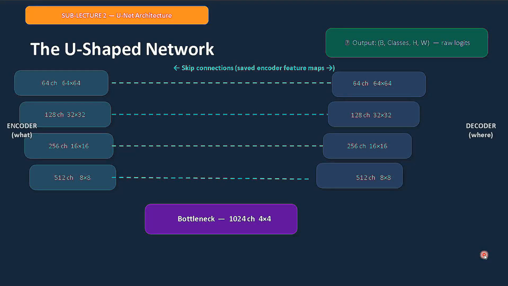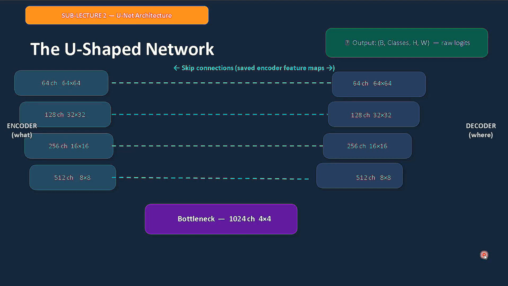Alright, let us build the U-Net. This architecture was published in 2015, originally for medical image segmentation, and it became the standard in geospatial deep learning very quickly because it solves a problem that every segmentation model has to deal with.